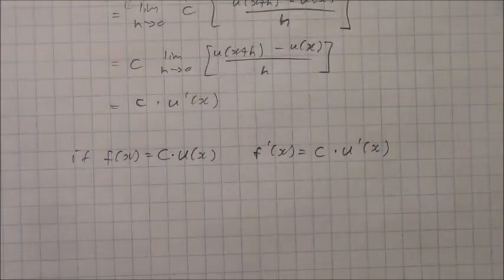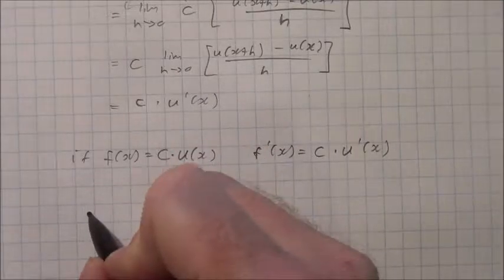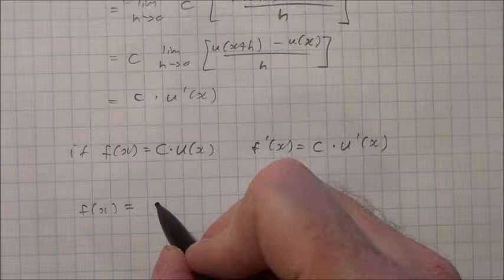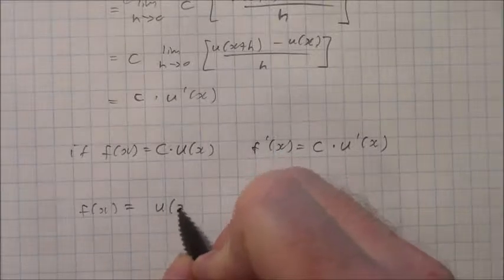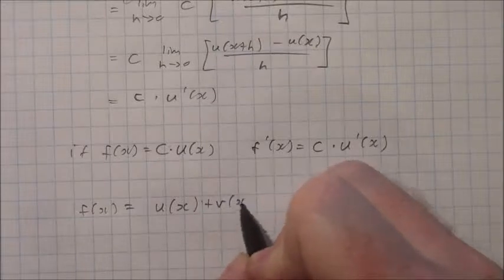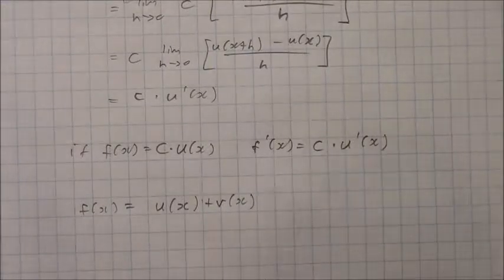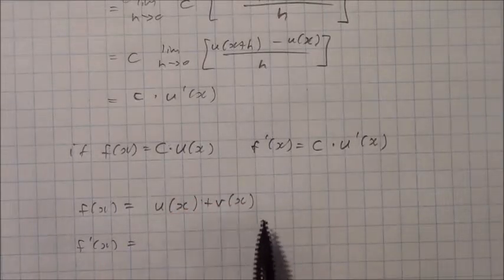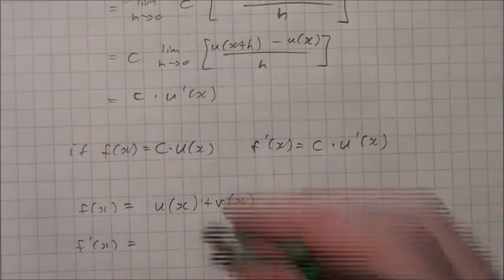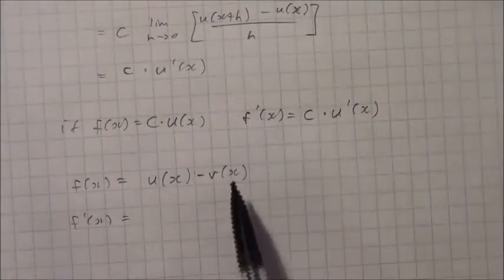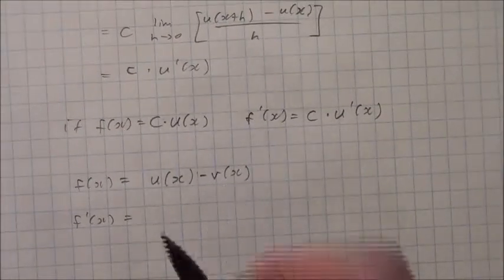And the last thing I'd like to show you is if f of x is, say, two functions, u of x plus v of x, for example, and then f prime of x. So this is the sum of two. It could even be the subtraction. Let's actually do the subtraction just for variety's sake. So it's the subtraction of two functions.